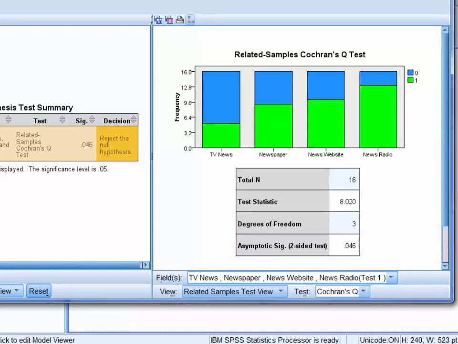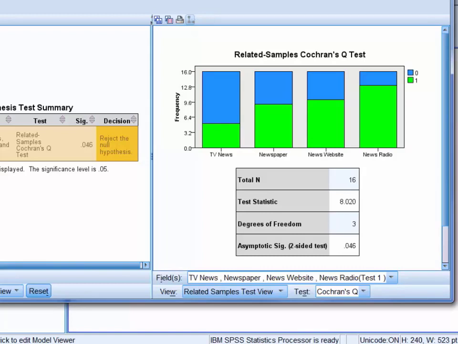Now in the graph above this table, you can see the proportion of people who did and did not consume each type of media in the 24 hours prior to being polled. Now for some reason which is unclear to me, SPSS reverses the response categories in this graph. So green indicates the proportion of people who did not consume each type of media, rather than the people who did, as suggested in the legend.